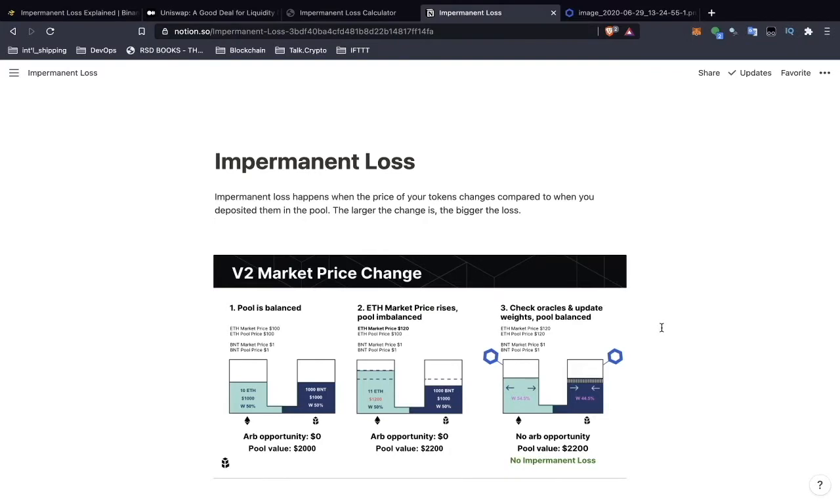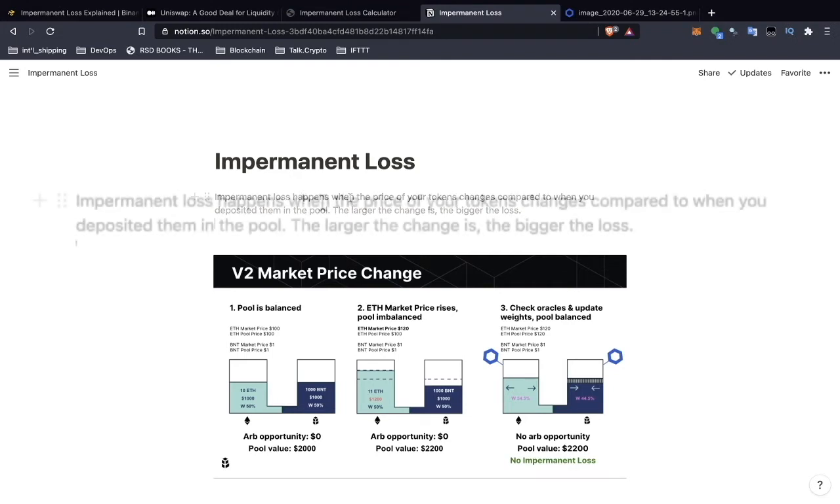What's up, talkers? Today we are discussing impermanent loss, a really important thing to note if you are providing liquidity to a liquidity pool. And today we're going to show you what happens when there are price fluctuations in the value of the assets in the pool, and what happens when the pool becomes imbalanced. So let's first define what impermanent loss is.